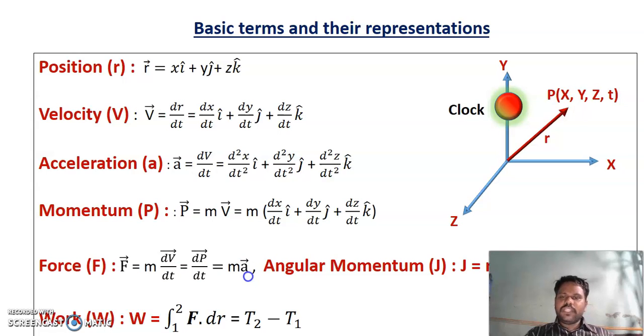When a body is subjected to an external force, the body moves from position 1 to position 2. The work done is given by the integration from 1 to 2 of F dot dr, which is equal to T2 minus T1, which is the difference in the kinetic energy. And this theorem is known as the work energy theorem.